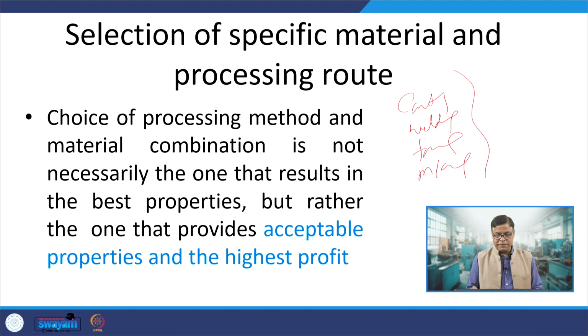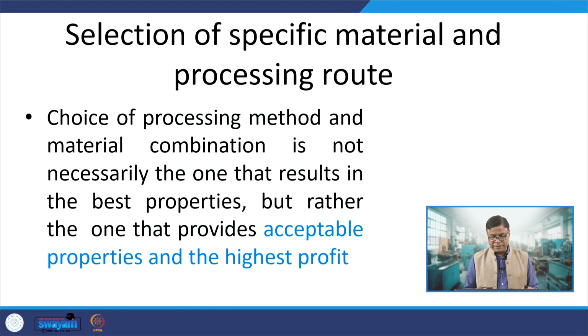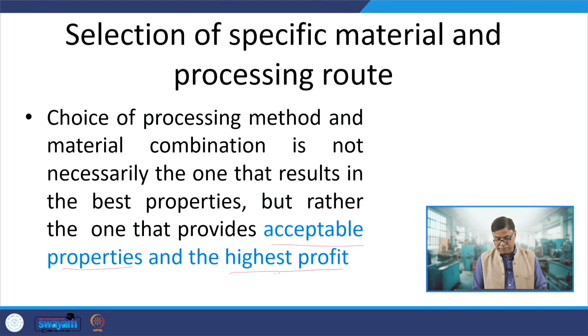So, the choice of a particular processing method and material combination is not necessarily based on the one which offers the best combination of properties, but what is more important is the process which offers acceptable properties and is most economical, because whatever is made, is made for the society. So, it is important that the material is processed to get the desired size and shape of the product with an acceptable set of properties, but economically, so that the maximum profit can be realized by making the product at a low cost.